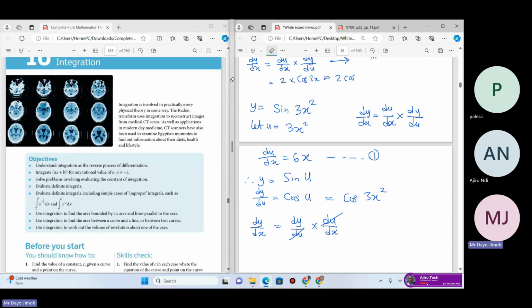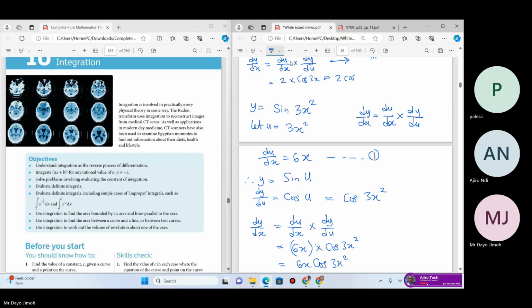Again, I prefer writing the du dx before writing dy du. So I'm going to write du dx multiplied by dy du. I won't cancel out because du dx has a value. What is du dx? 6x. That is 6x multiplied by dy du, which is cos 3x squared. That gives the answer 6x cos 3x squared.